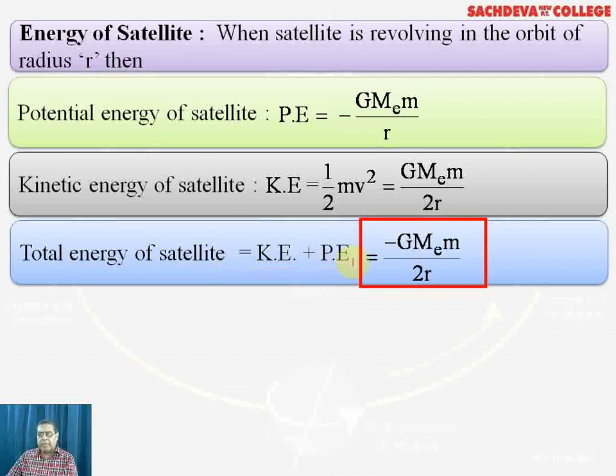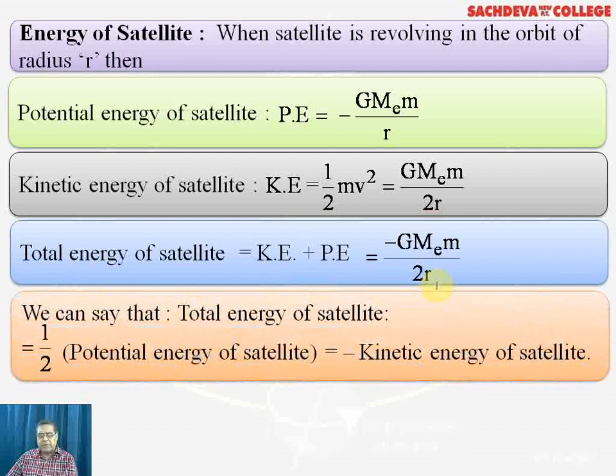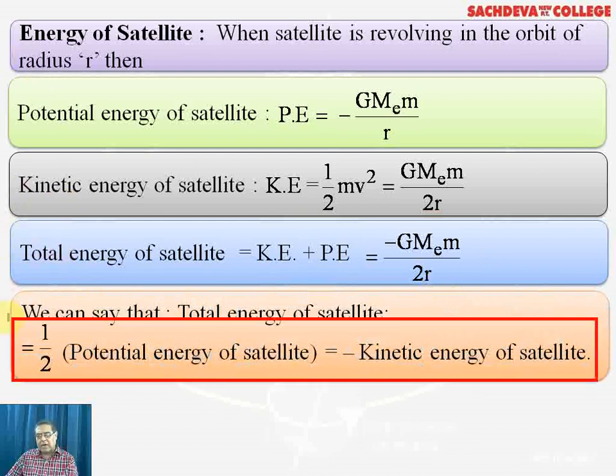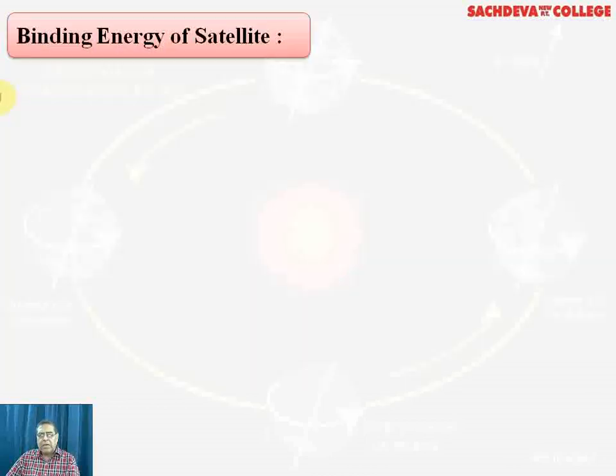So we add minus G M_E m over r and G M_E m over 2r. So this will be the net expression. Now we can say that total energy of satellite is half of the potential energy of satellite, and that is equal to minus kinetic energy of the satellite.